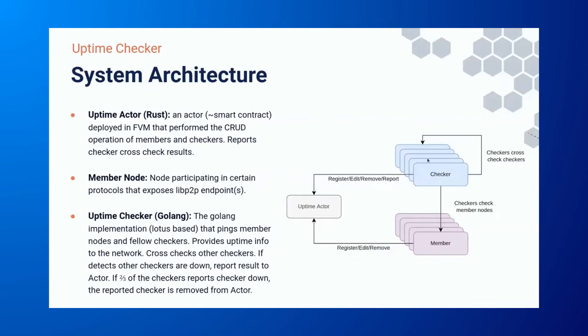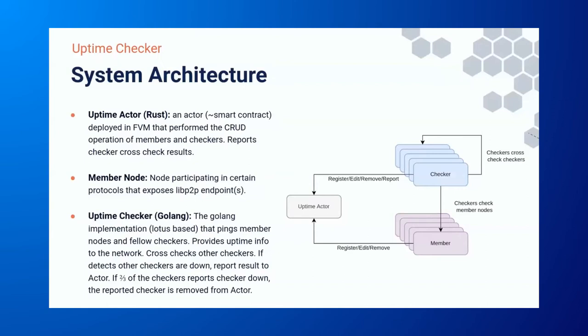This one is Go implemented, and it's Lotus based. What they do is expose some endpoints that others can query to get the result of the member node information. At the same time, they also cross-check each other. So as you see here, once some checker is reported down, the other checkers will start to report to the uptime actor. And if a quorum, or two-thirds of the checkers, report a particular checker to be down, then that checker would be automatically removed from the uptime actor. This is the high-level overview of the system architecture in terms of function.